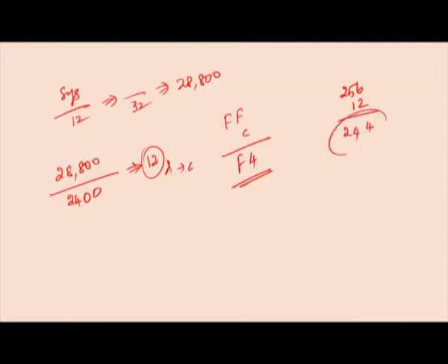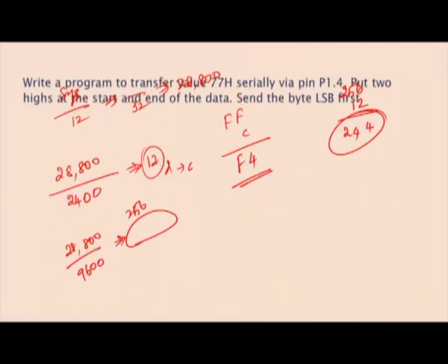This is a baud rate for this. Suppose I am asking for 9600, then 28,800 divided by 9600. So, whatever the value comes, that should be subtracted from 256, or you can subtract from FF. So, this way you have to calculate the required frequency for your design specification.